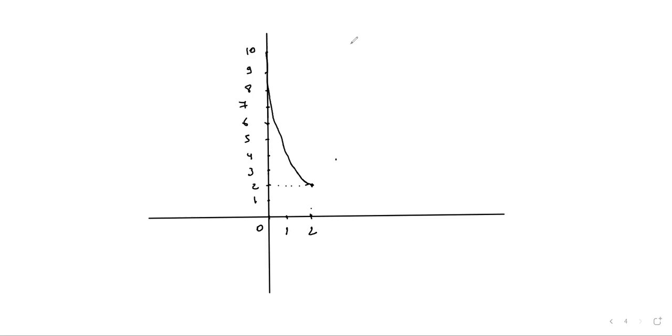I need to draw g. So this is the graph of f. Let me put it like that. Now I need to draw the graph of g. g is y equals x, so I would draw it in red. It's a straight line, so it goes from 0 and passes through (1, 1). So let me draw it like that.